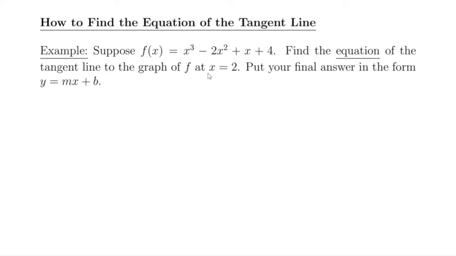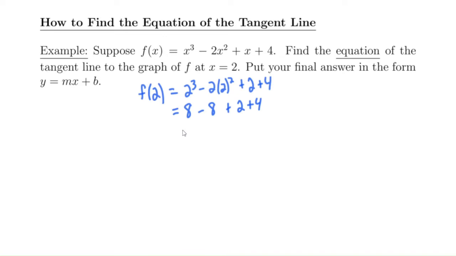Now, to find the slope of the tangent line at x equals 2, what we need to find is f prime of 2. So we'll find f prime of 2 in a second here. But before we do that, let's find f of 2. If we plug things in, we get 2 cubed minus 2 times 2 squared plus 2 plus 4. 2 cubed is 8, minus 2 squared is 4 times 2 is 8, plus 2 plus 4. The 8s subtract out, and we just end up with 6. So f of 2 is equal to 6, or in other words, the ordered pair (2, 6) is on the graph of our function.